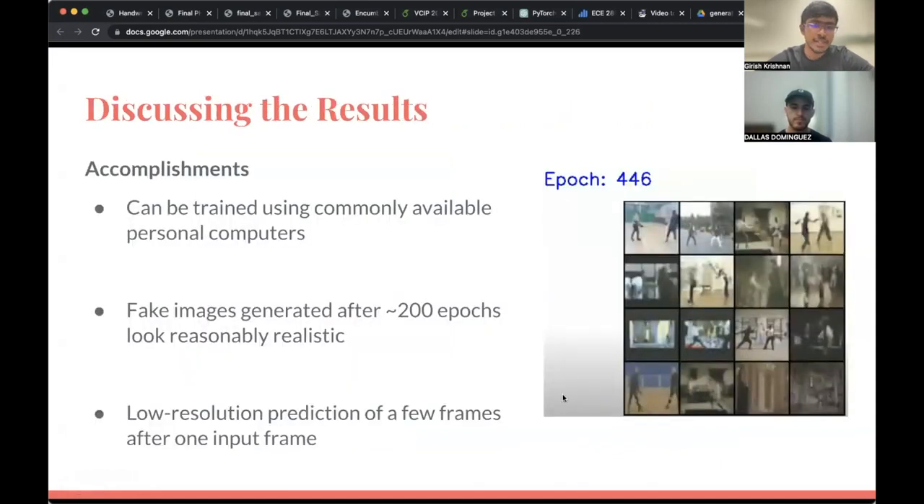Now let's discuss the results. Looking at the accomplishments, we were able to train a GAN using commonly available personal computers. For example, I trained this GAN using my MacBook. And it is possible for us to generate fake images that look reasonably realistic, as you can see on the right as some examples. We also got a reasonably low resolution prediction of a few frames after we passed in one input frame.